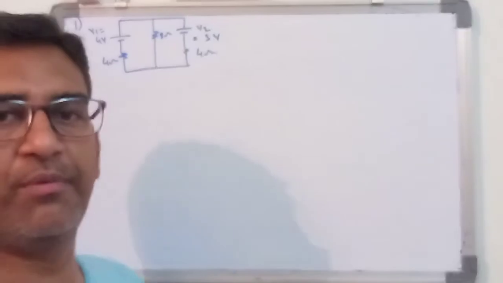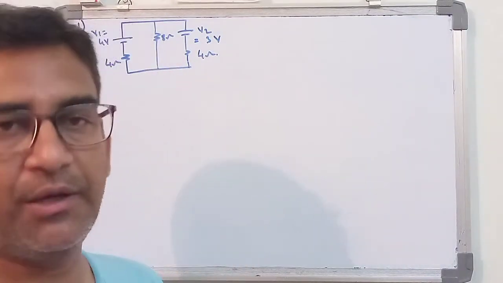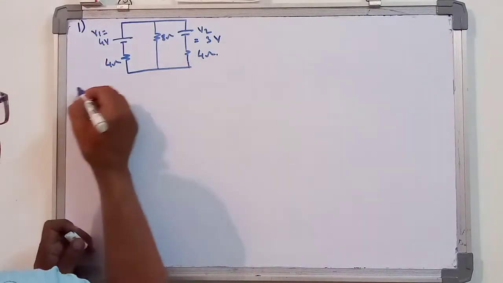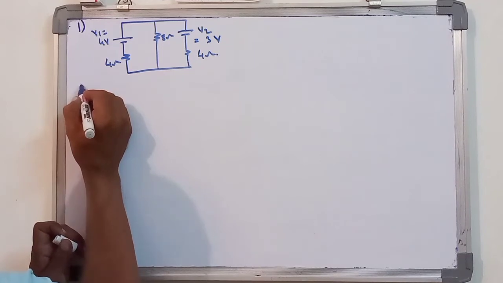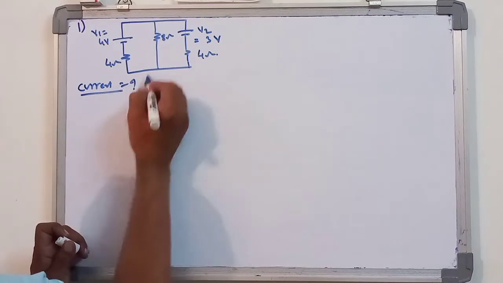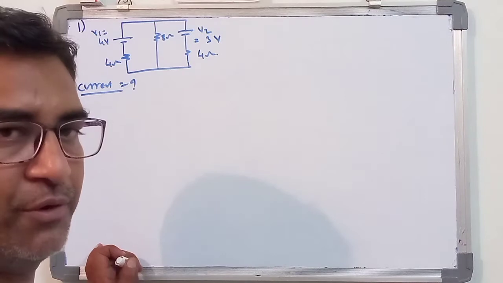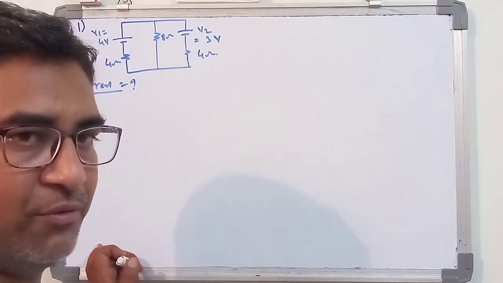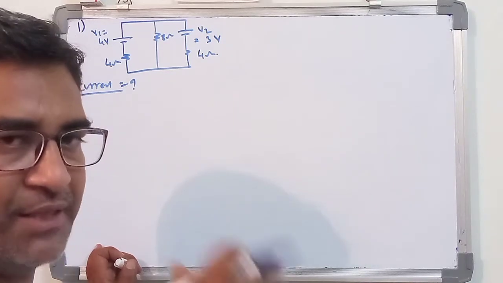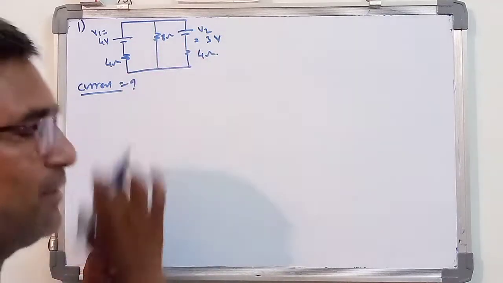Suppose this is the problem given to you. You have to solve it by using KCL or KVL. And what do you have to find out? You have to find out the values of the different currents. Now there are two loops, so you have to find out two values of current, that is I1 and I2. I1 is for the first loop, and for the second loop, I2, what will be the value? We have to solve by using KCL and KVL.